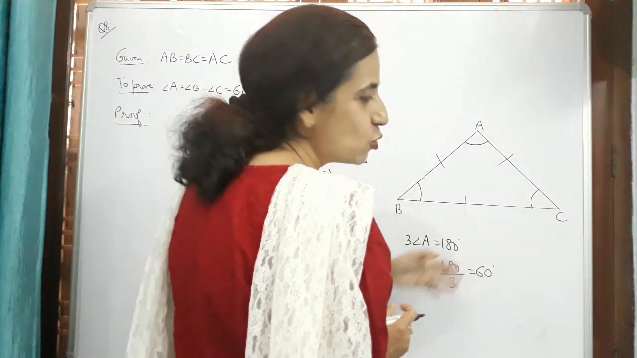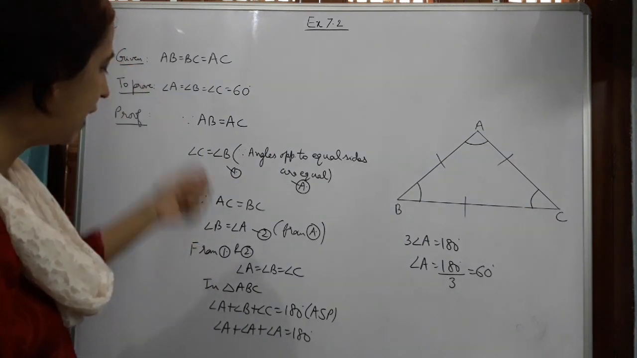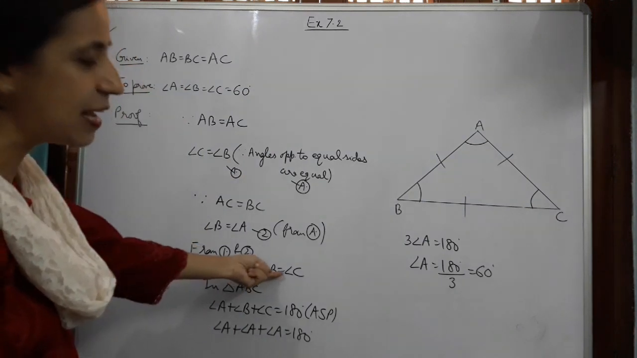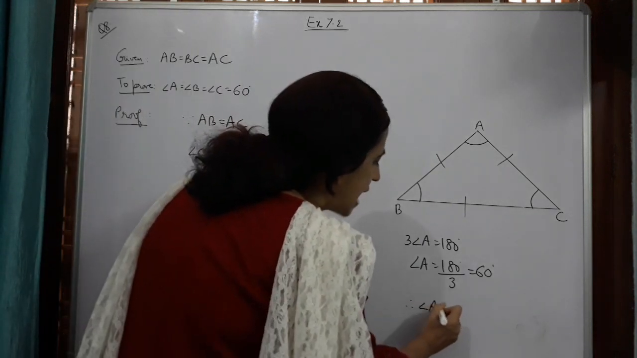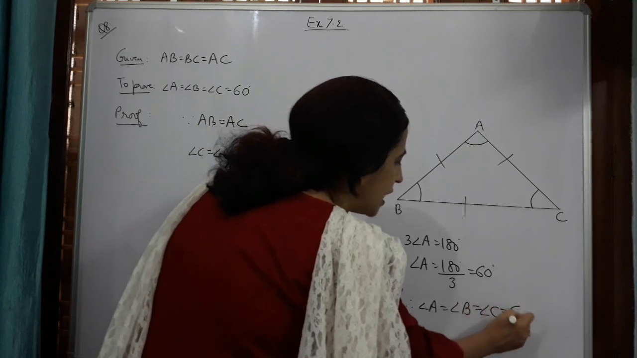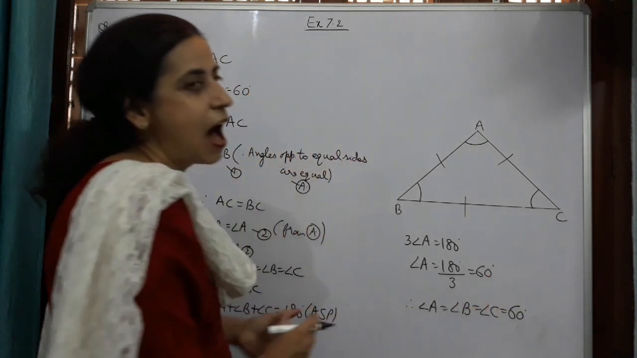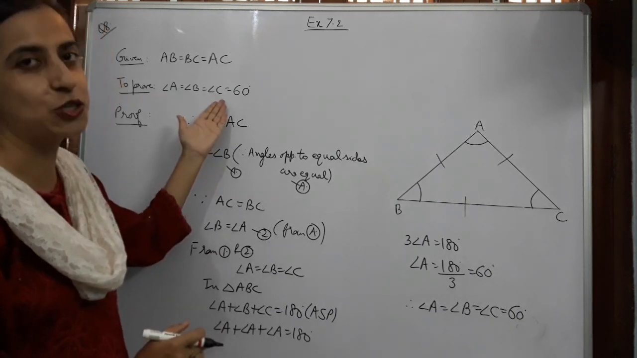Angle A comes out to be of measure 60 degrees, but angle A is equal to angle B is equal to angle C. So from here we obtain that angle A is 60 degrees, angle B is equal to angle C. All the three angles are of measure 60 degrees, and this is what we had to prove.